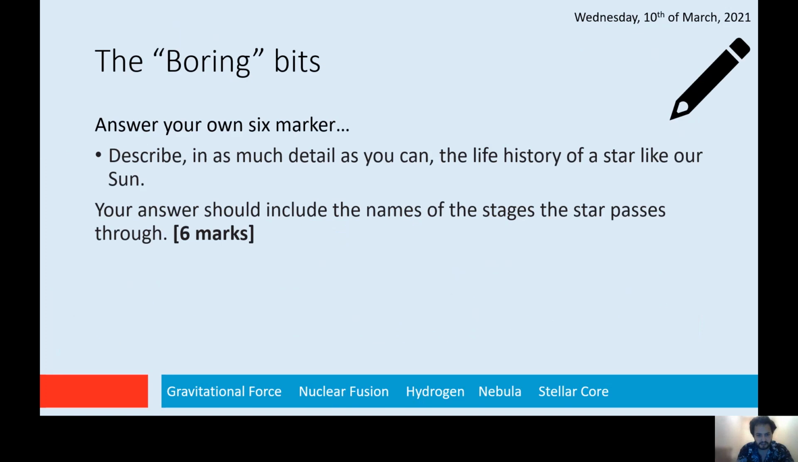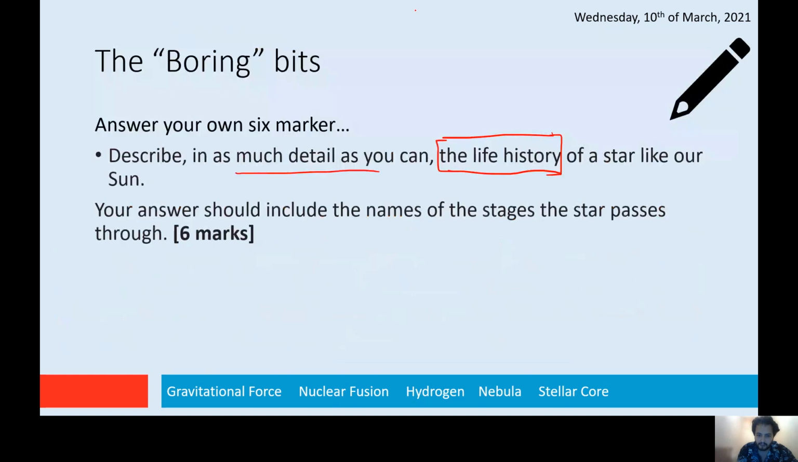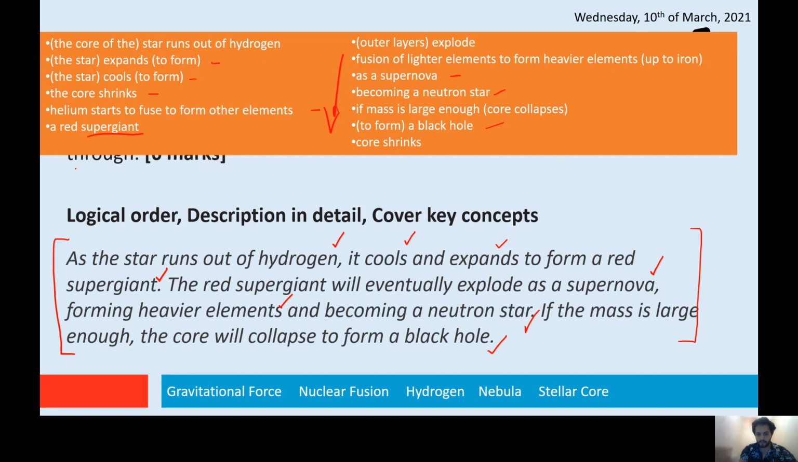Now, what I'm going to ask you guys to do is answer your own 6 marker. So here, describe in as much detail as you can the life history of a star like our sun. So what's the difference between this question and the question we just looked at? Have a look. Both of the questions are in your exercise sheets. Feel free to just answer this one if you really want. You could maybe write your own answer for this.